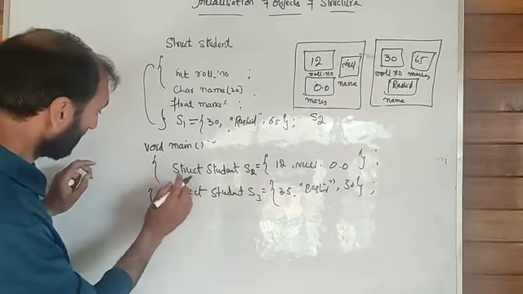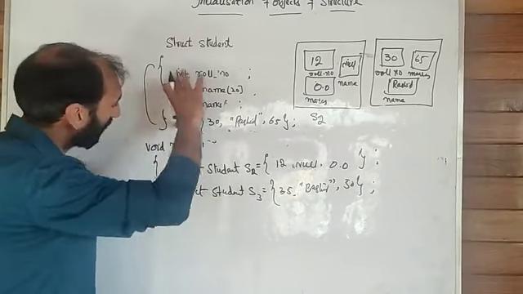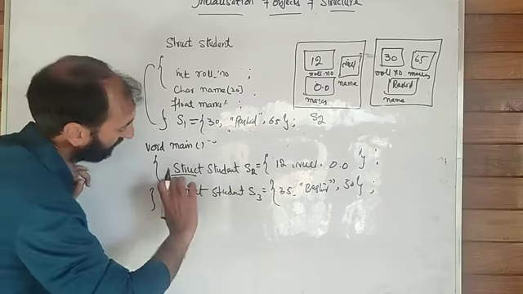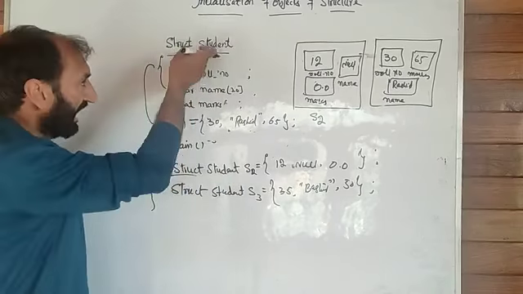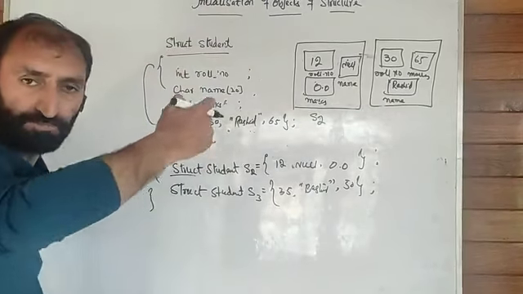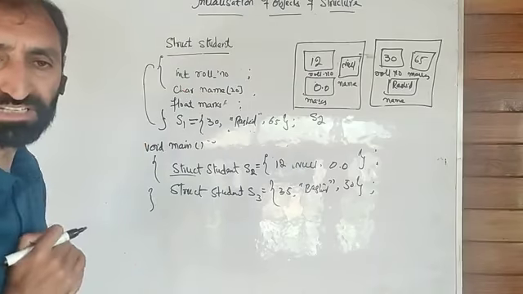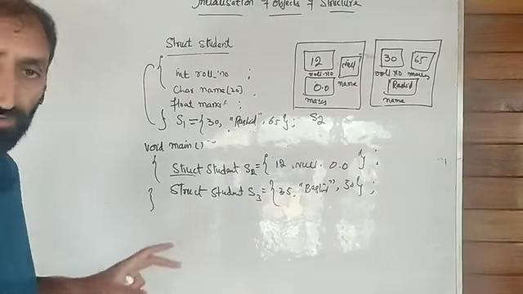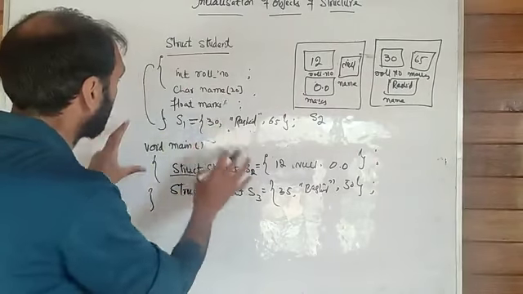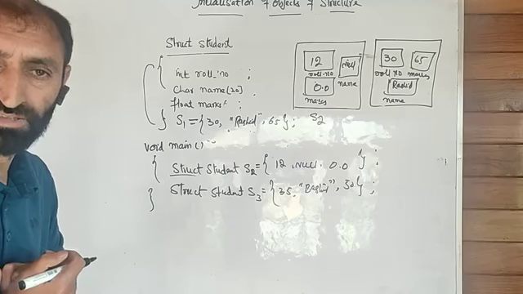But if I declare this outside the body of the structure, it is mandatory to write the full name, struct student. Student is the name, and struct student is the data type. It is a user-defined data type. We have to take care of these things while we are going to declare and initialize the objects of the structure.